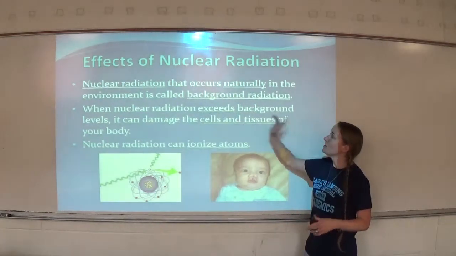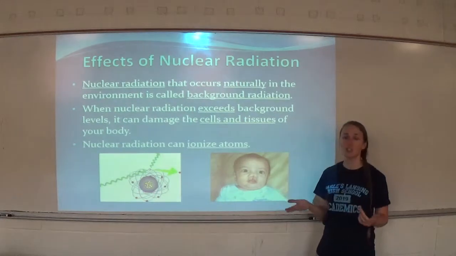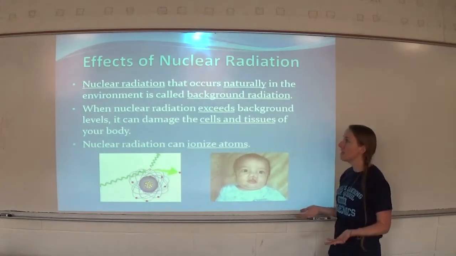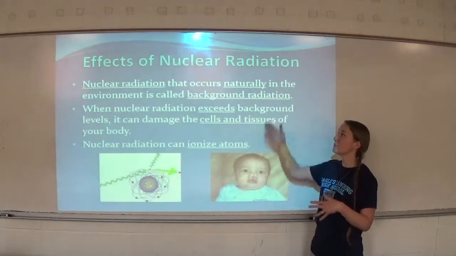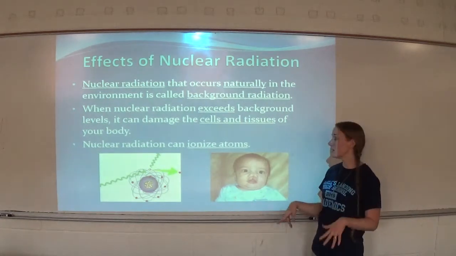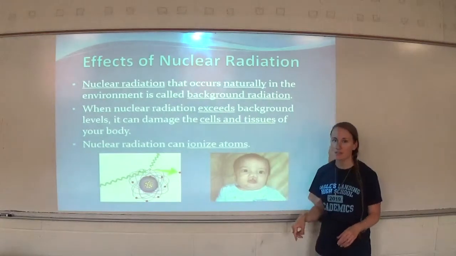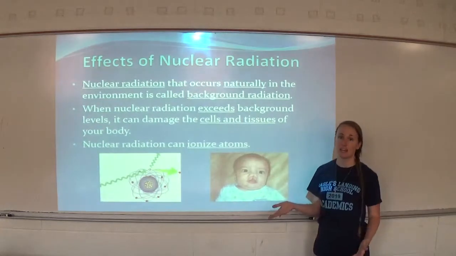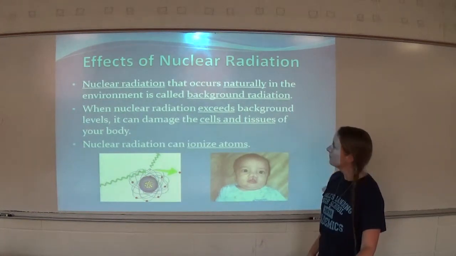When nuclear radiation exceeds background levels, that's when it can start to damage cells and tissues in your body. Nuclear radiation can ionize atoms, and a lot of times it's seen in birth defects. Like if a parent was exposed to nuclear radiation, if a woman gets pregnant and then has a baby, a lot of times they can end up having birth defects. Now that's not to say everybody who has a birth defect had some sort of nuclear exposure. It's just one of the side effects, and again, it's because it damages the cells and tissues.